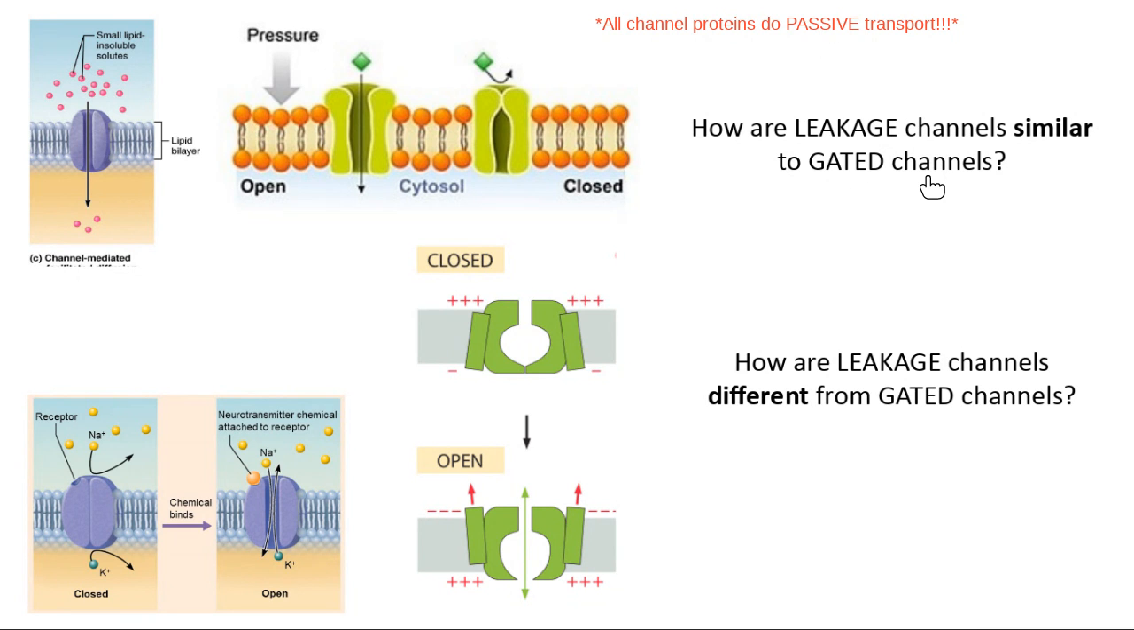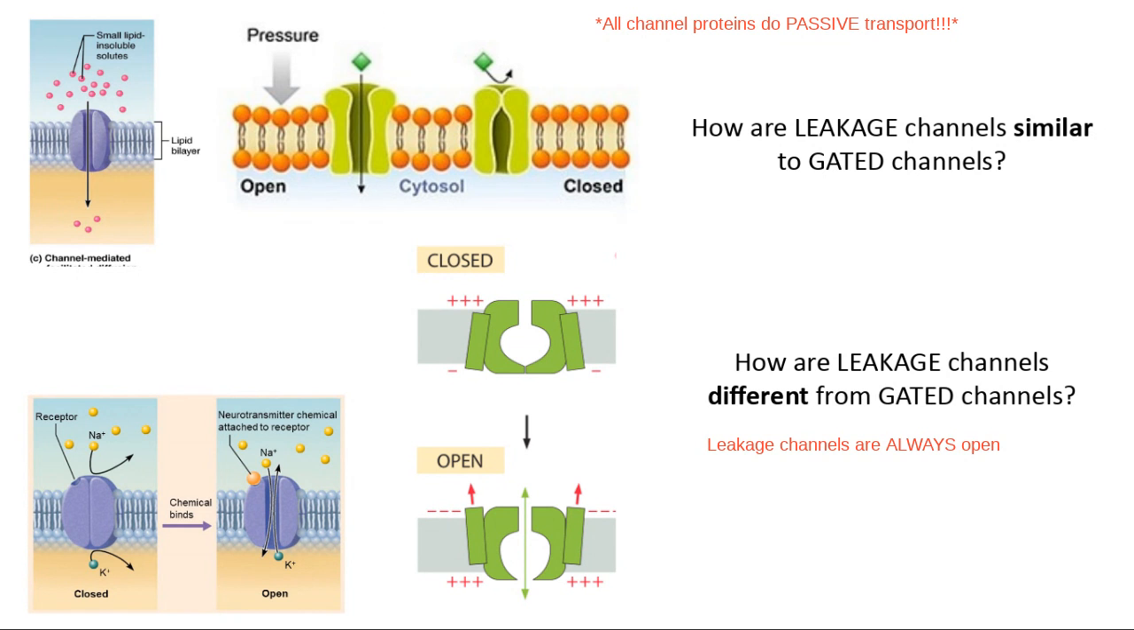Channels have a tube that stuff goes straight through. When we talk about leakage channels, they are like that dripping faucet. When we say we have a leakage channel, would we say that a leakage channel is or is not always open? Are leakage channels always open? Yeah, leakage channels are always open. Leakage. We're leaking, we're dripping.